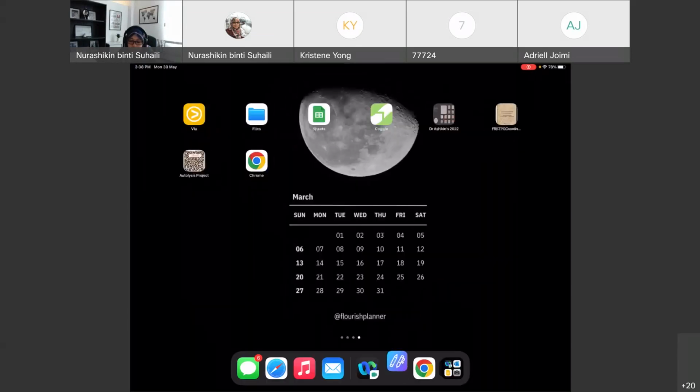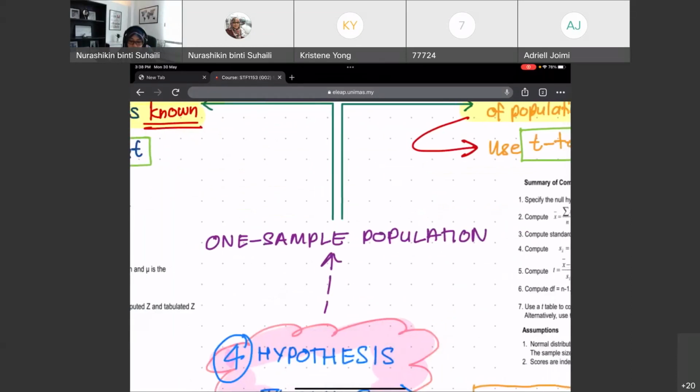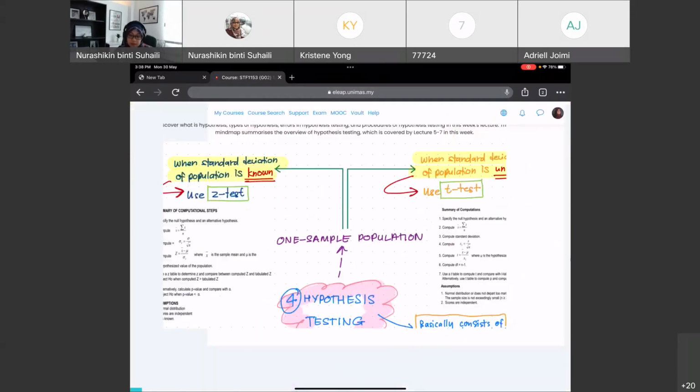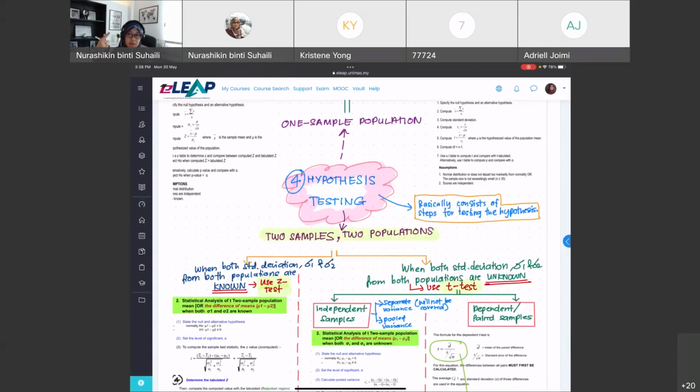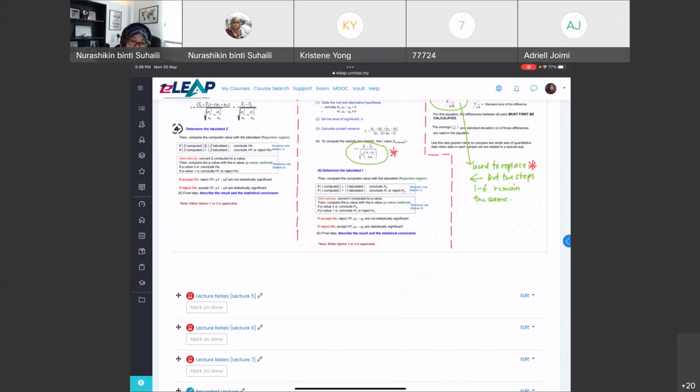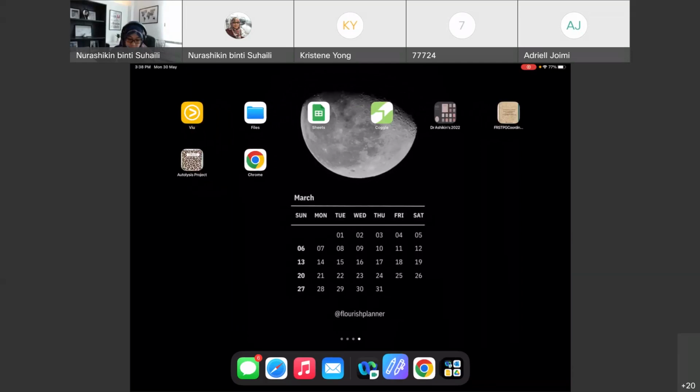If you refer back to the ellipse just now, we covered the top part of this mind map, for the one sample population. For next week, since it is a public holiday, I will just post the recorded lecture. It will cover two samples, two populations, which is the bottom part. That will be lecture 6 and 7. Today's lecture is lecture 5.